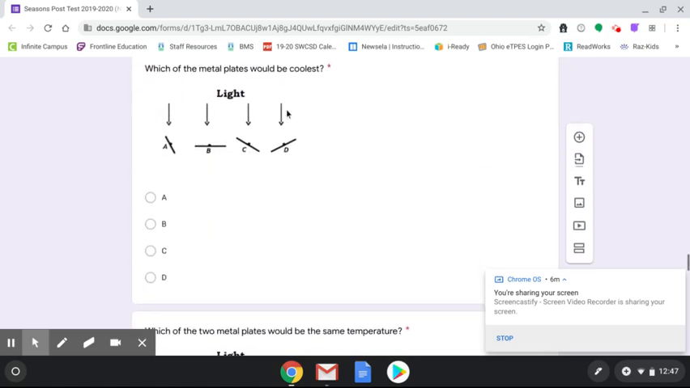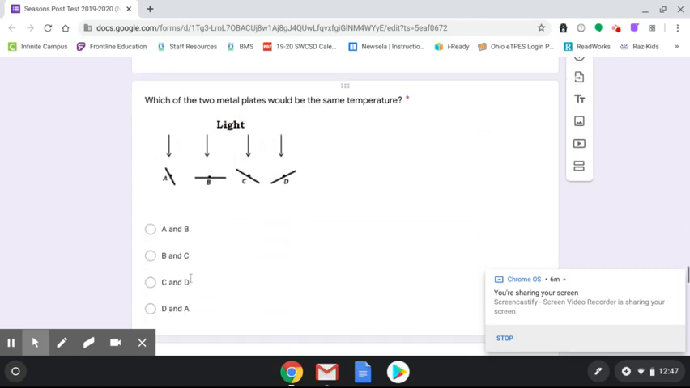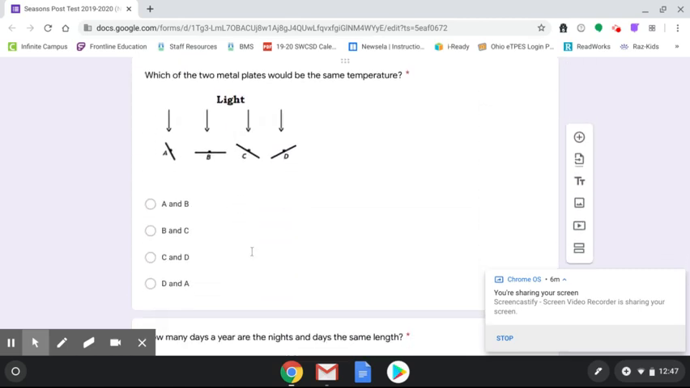Which of the metal plates would be the coolest? So observe all of these. Is it A, B, C, or D? Which of the 2 metal plates would be the same temperature? So looking at these ones, which of these would be the same temperature? Is it A and B? Is it B and C? Is it C and D? Or is it D and A?